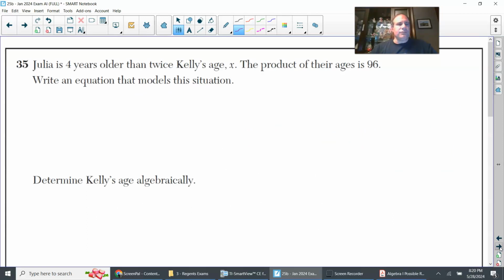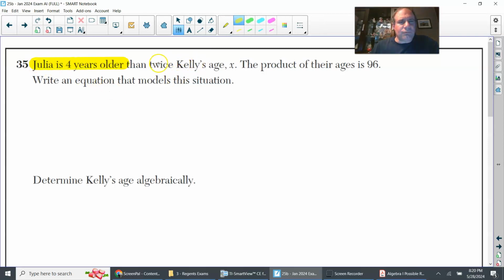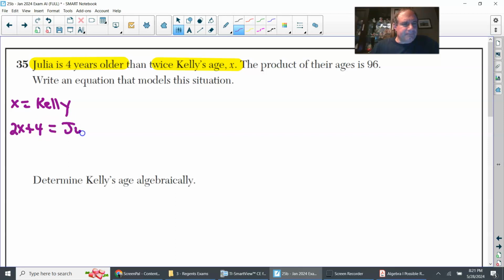Number 35: Julia is 4 years older than twice Kelly's age, x. So I like to write down the x. Kelly, that's the x. Julia is 4 years older than twice Kelly's age, so twice Kelly's age plus four, and that's Julia. The product, that means multiply, of their ages is 96. So what we have here is just x times 2x plus 4, that's the product, equals 96.